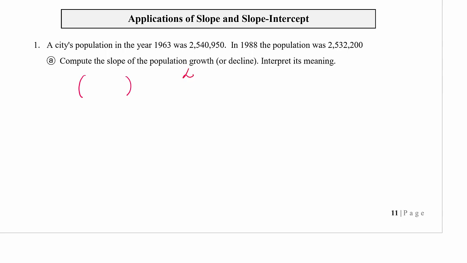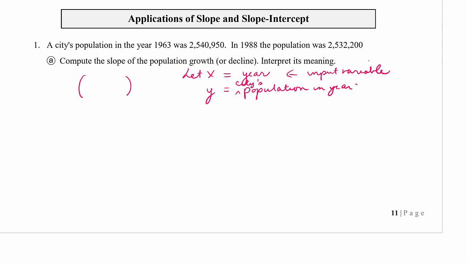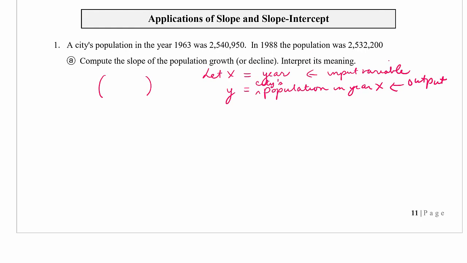So that means that we're going to let X be the year, and that's our input variable. And then we're going to let Y be the population of the city, or the city's population in year X. Okay? And so that's our output variable, which means that we can set up these two ordered pairs with the year as the X coordinate and then the population as the Y coordinate. Okay, so there they are. There's one ordered pair, and then here's our second ordered pair.